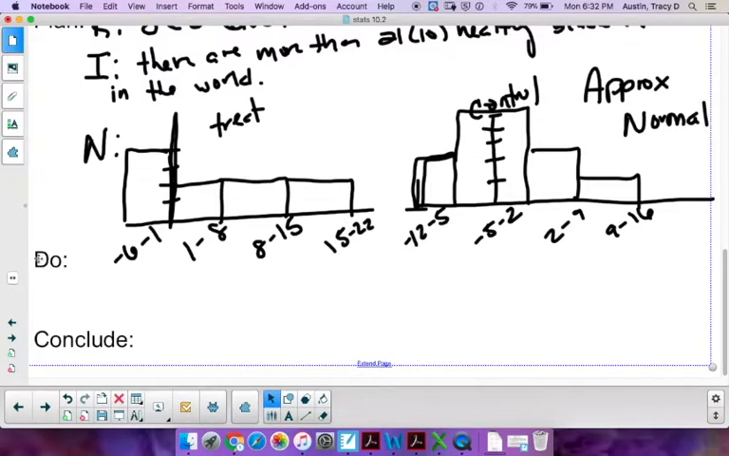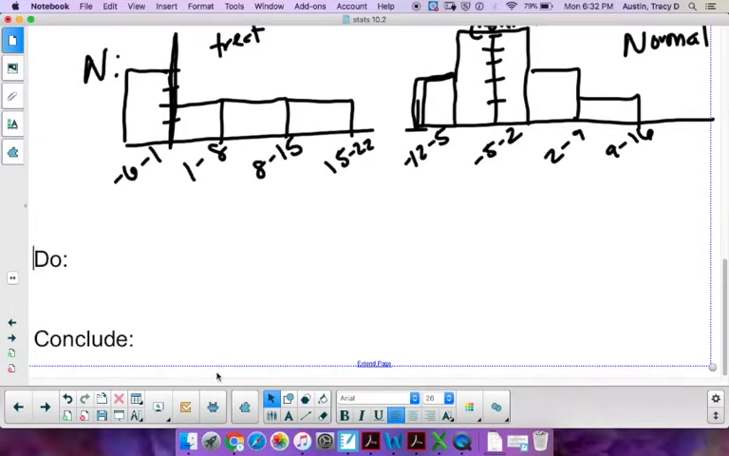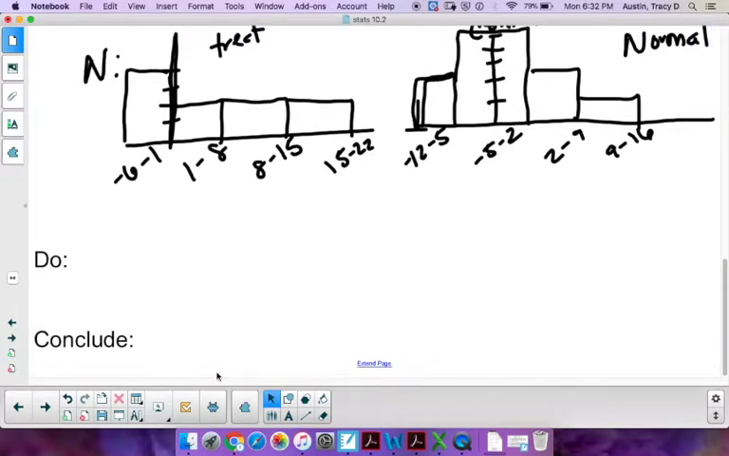Okay, so what we're checking at least is really for gaps and outliers, because that's the big no-no. You just can't have those with the t-distribution. Okay, it can't be dealt with. Skewness, a little bit of skewness is okay, but gaps and outliers are bad.